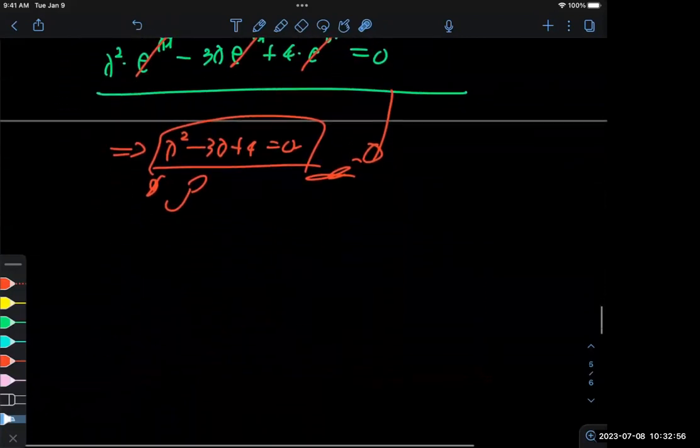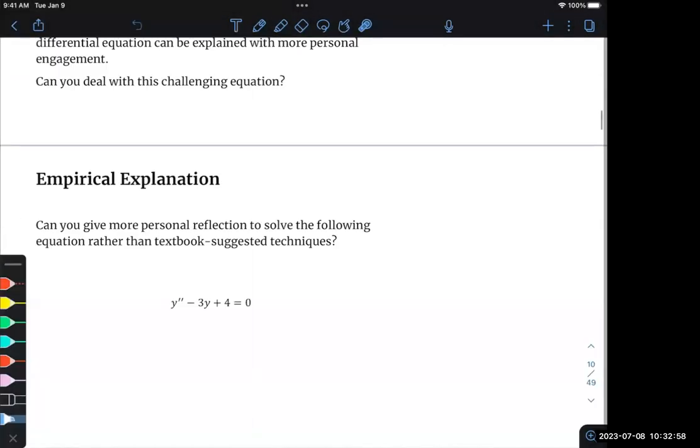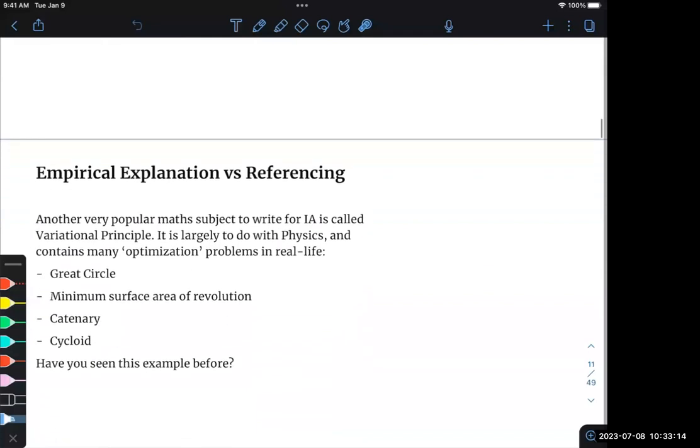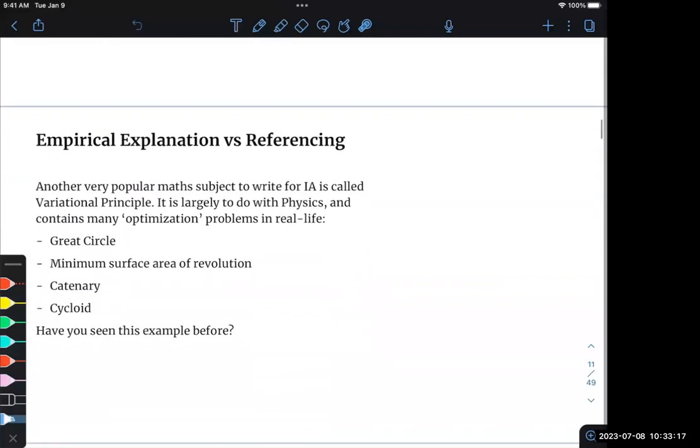Because for the IA, you will be describing a lot of things that you haven't learned before, but do not just throw it away. Always give a reason why you came up with that. Of course, you can say that you came up with that with the textbook, but not at the first. Later on, after you have shown enough personal engagement, okay? Sure, but you know what? There's another way of showing the new technique.